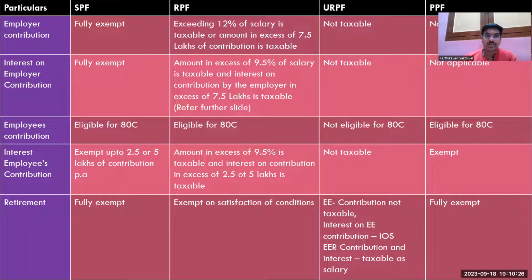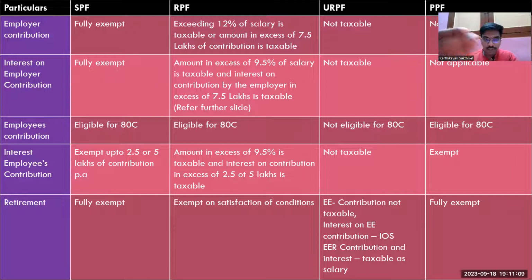In case of a recognized provident fund, employer's contribution is my income, of which a certain part alone is exempt. So what is the taxable part? If they have contributed more than 12% of my salary, that exceeding amount alone is taxable. The amount in excess of 12% of my salary is taxable if the contribution is made to recognized provident fund. There is a second part to it: contribution in excess of 7.5 lakhs is again kept in abeyance. I'll discuss it in the further slides.